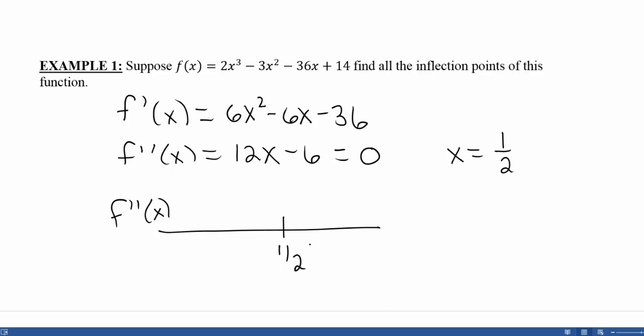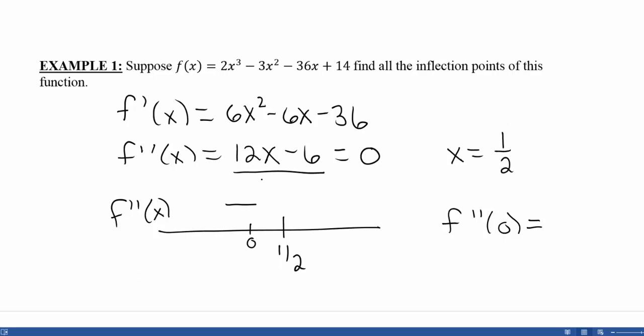Those are the two places where I could have different signs. So to the left of half and to the right of half. So I want to pick something a little to the left of half to test here. So I'm going to pick 0. If I plug a 0 into the second derivative to get the sign, I'm going to get -6.